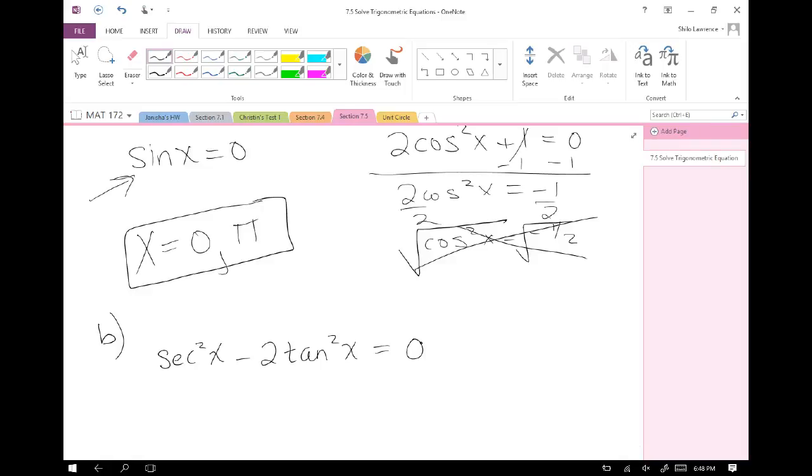Interesting. So, secant squared x minus 2 tan squared x equals 0. That would be a whole lot nicer if there wasn't two different trig functions in there. But there are identities that link tangent squared and secant squared. Anytime you see squares, you should think Pythagorean identities. All of your Pythagorean identities have squares in them.